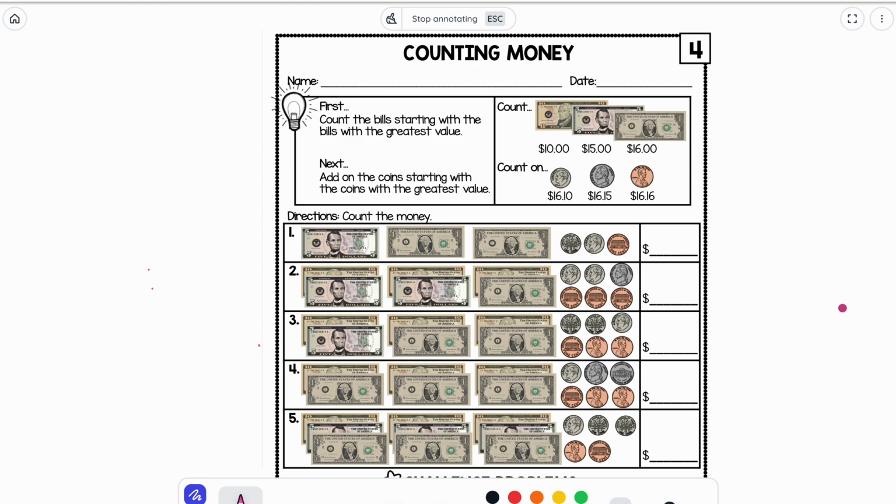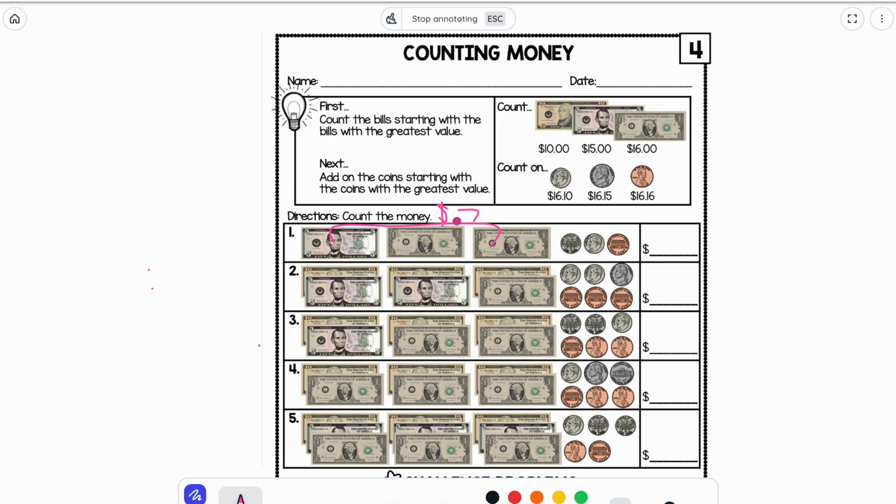So it gives you an example. So if this is the picture you saw, you should do the cash first and then the change, which is what they're saying, which is correct. So let's do the cash first. $5, $6, $7 in cash.